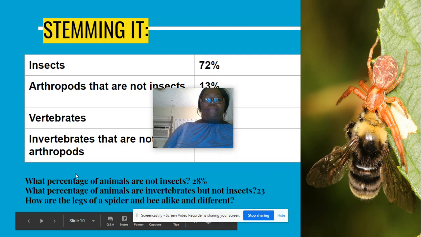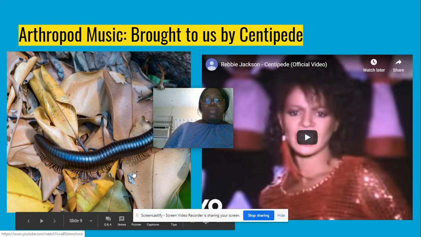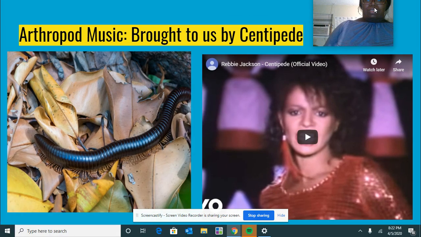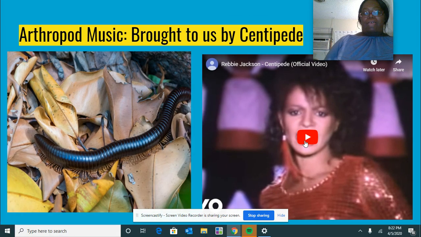Now here we have our featured guest. It's the centipede. You see how creepy that little centipede is? And I found a little music video when I was in middle school by this lady named Rebbie Jackson. And she is Michael Jackson's older sister, if you remember Michael Jackson's family. So I'm going to play just a little bit of that for you to hear, and then we're going to move on.